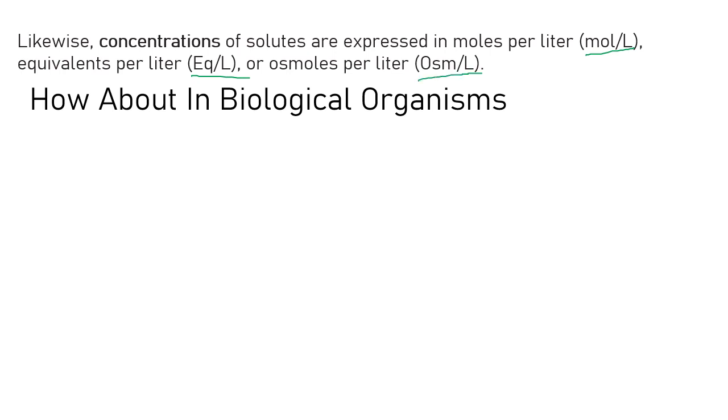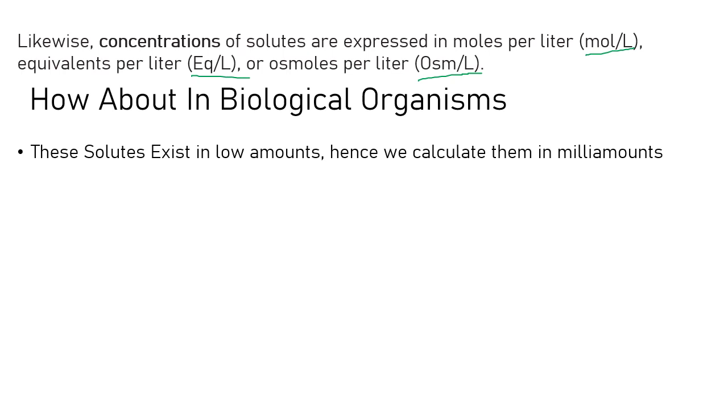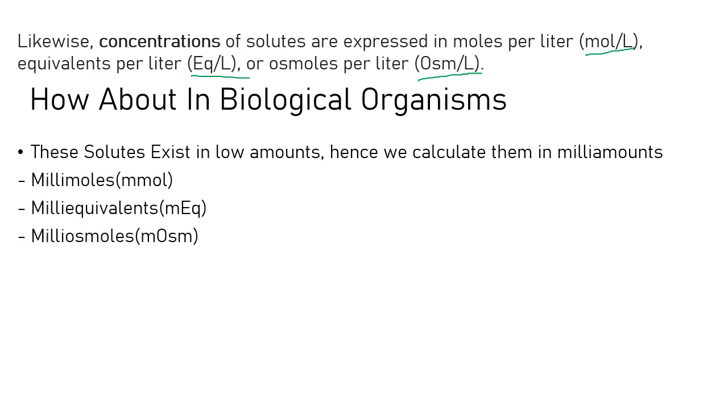Now, how about in biological organisms? These solutes in biological organisms actually exist in low amounts. So in short, we calculate them in milli amounts. What do we mean? We calculate them in terms of millimoles instead of moles, and in terms of milliequivalents and milliosmos. Then in terms of concentrations, we calculate them in millimoles per liter, milliequivalents per liter, and milliosmos per liter, in that simple way.